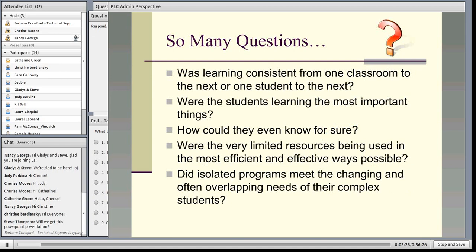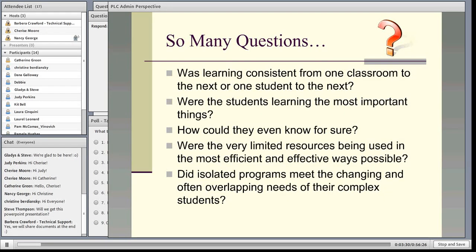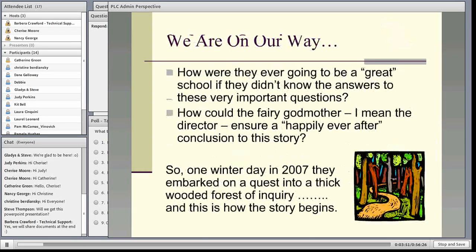There were so many questions. Was learning consistent from one classroom to the next or one student to the next? Were the students learning the most important things? How could we even know for sure? Were the very limited resources being used in the most efficient and effective ways possible? Did isolated programs meet the changing and often overlapping needs of their complex students?